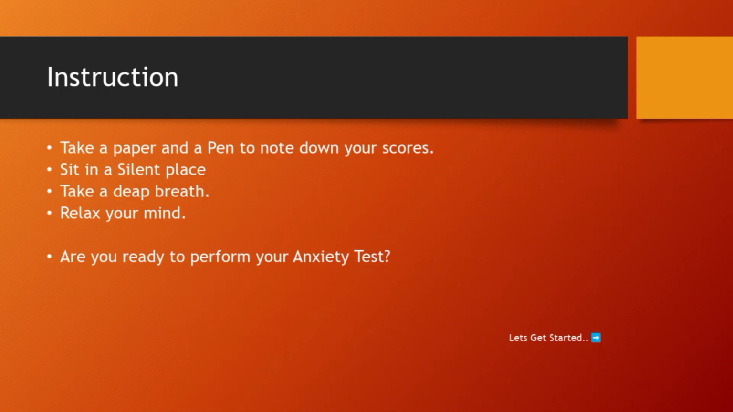Take a paper and a pen to note down your score. Sit in a silent place to get an accurate response that you feel. Take a deep breath. Relax your mind. So, are you ready? Let's get started.